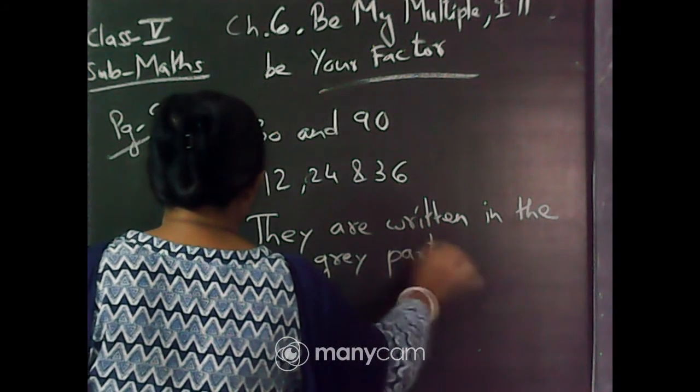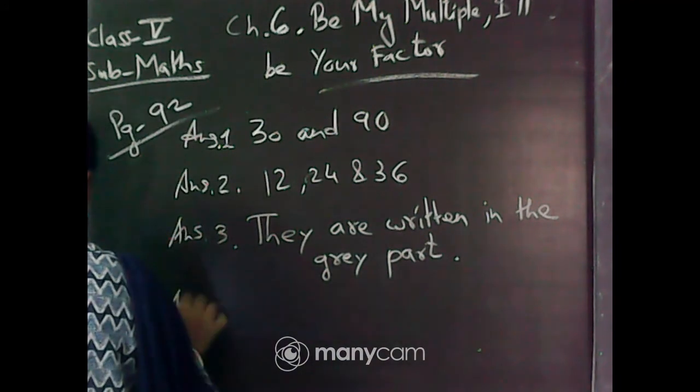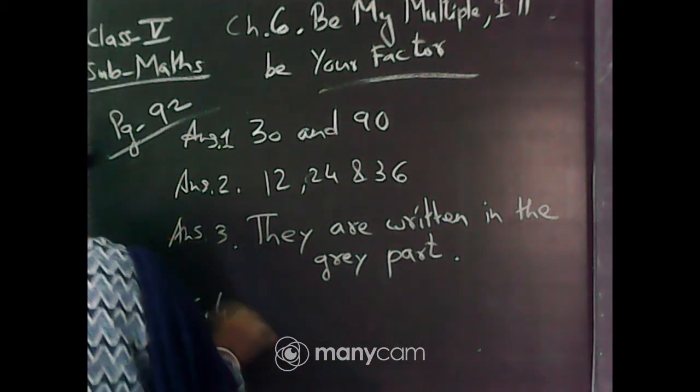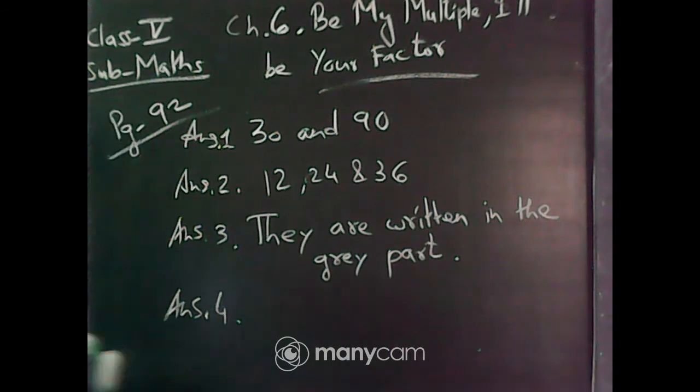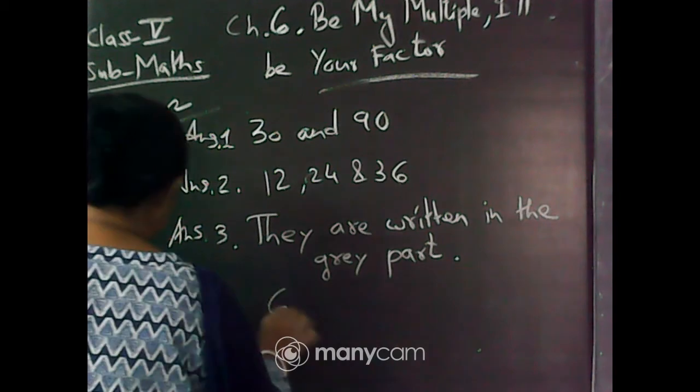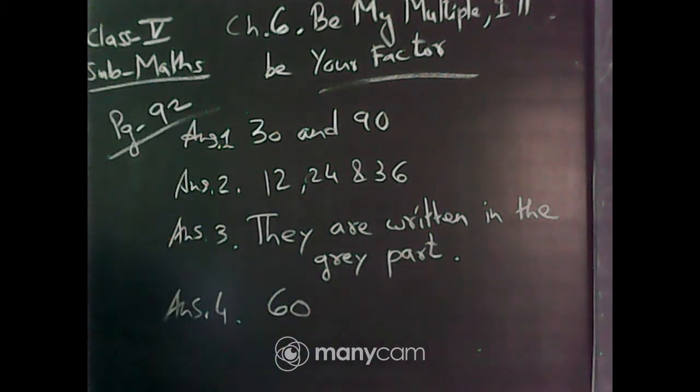They are written in the grey part. Now answer number 4. What is the smallest common multiple of 4, 6 and 5? Exactly, it is 60. The common multiple of 4, 5 and 6 is 60.